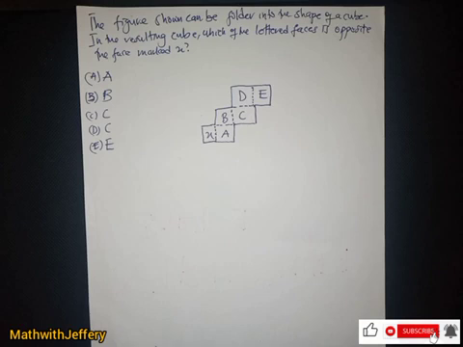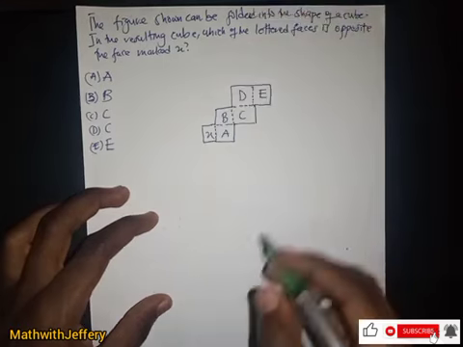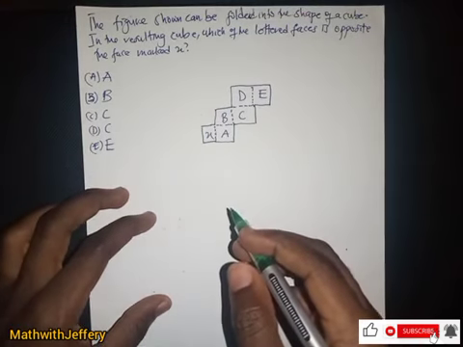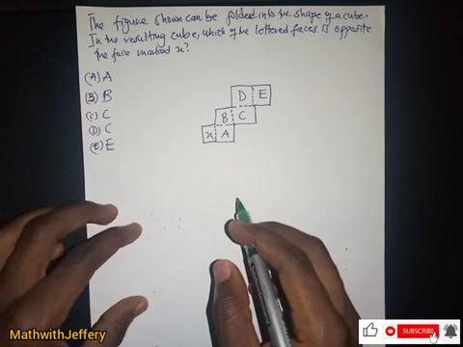Now we have a question over here. The figure shown can be folded into the shape of a cube. So it can be folded, right? It can be folded into the shape of a cube. Now in the resulting cube, which of the lettered faces is opposite to the face marked S?